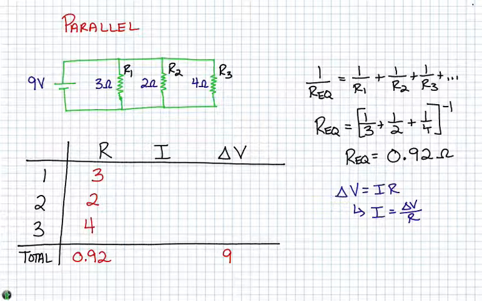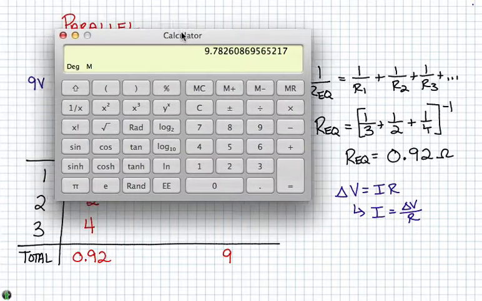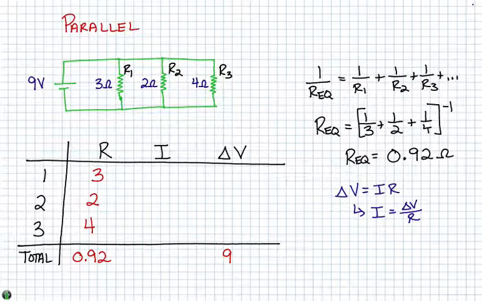So in this case, what I'm going to need to look at here is my voltage, which is 9. I'm going to have to divide that by my resistance, which is 0.92. And what I wind up with is 9.78, we'll round that to 9.78 amps of current. So if I have 9.78 amps, the one thing we could do with series is say, well, as we go through, the current would have to be all the same.